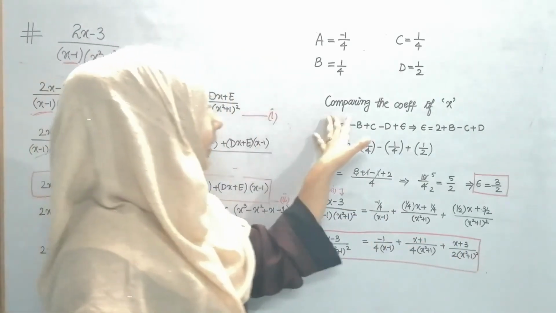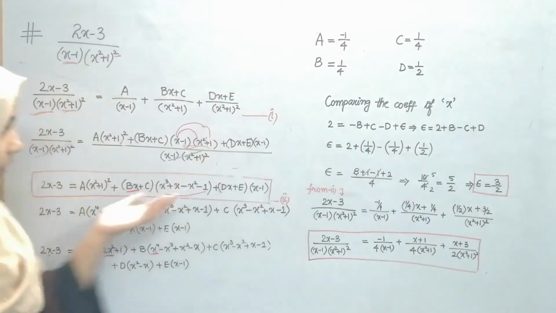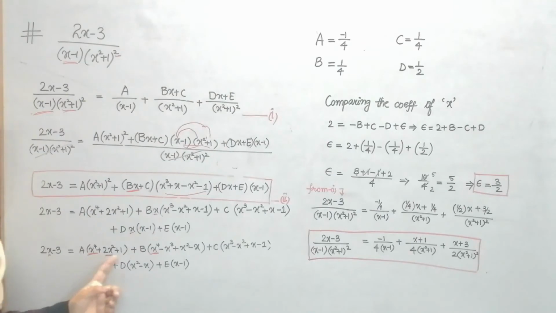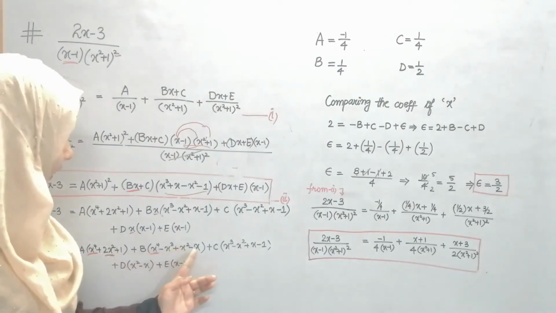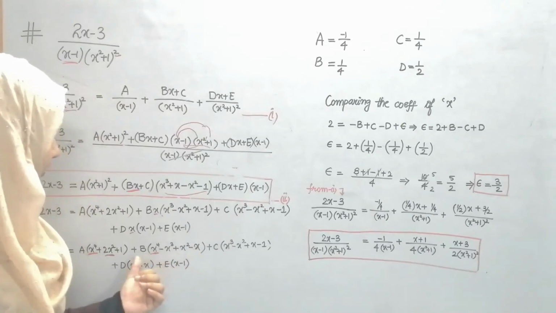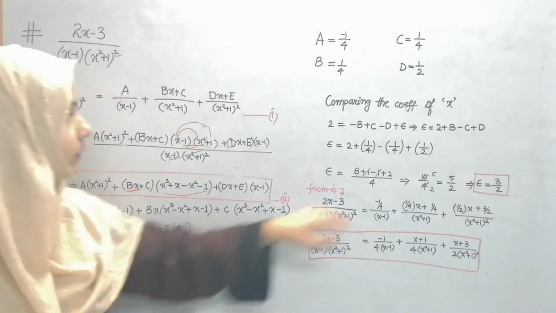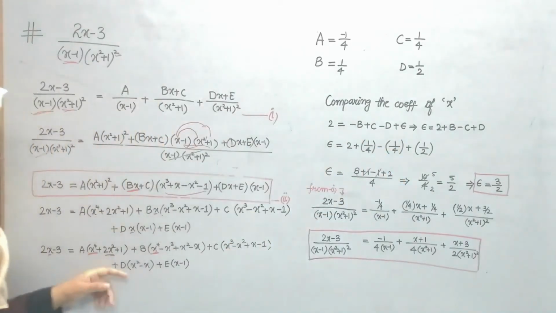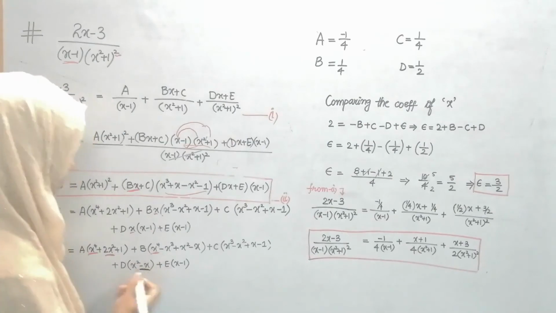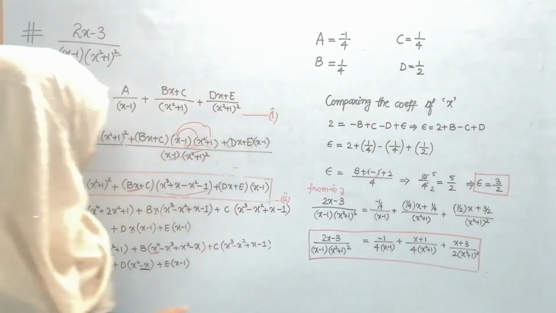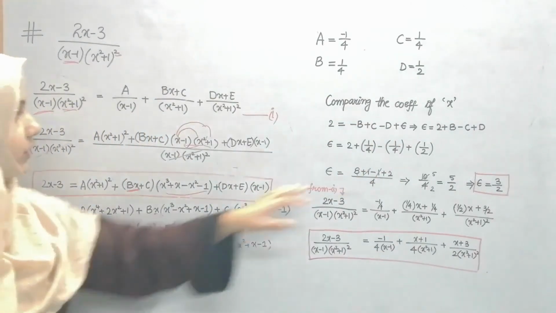Now, the final step, comparing the coefficient of x on both sides. See here in this equation, I've got x right here, so the coefficient is 2. Next, I have an x term here, that is minus x, so the coefficient is minus b. Then the coefficient will be plus c. The next x has coefficient minus d. Then x has coefficient e.